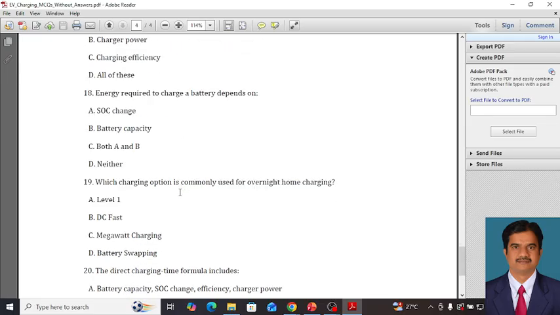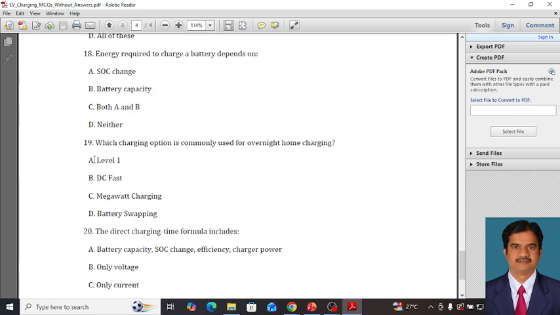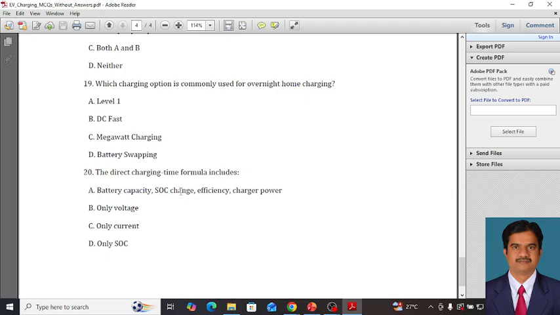19th. Which charging option is commonly used for overnight home charging? It is Level 1. The direct charging time formula includes battery capacity, SOC change, efficiency, charger power, or only voltage, or only current, or only SOC?